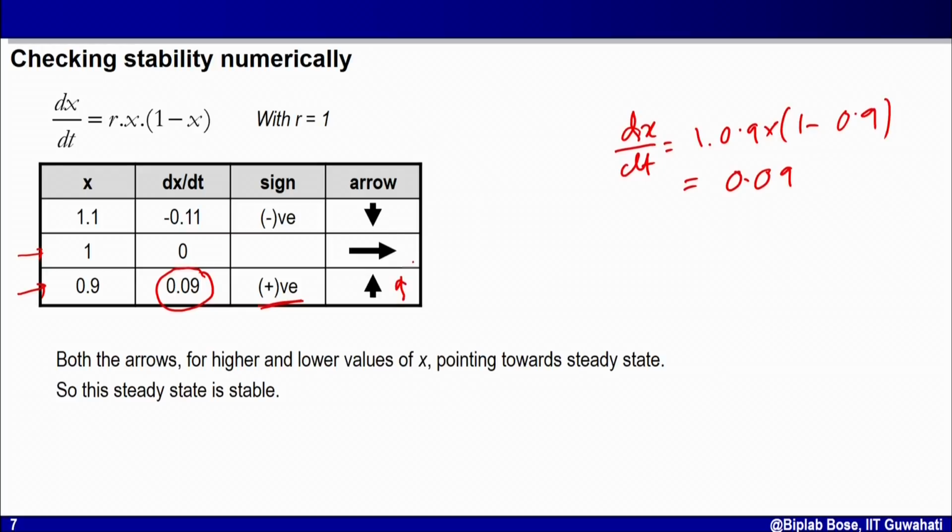So what we have? I have a horizontal arrow for the steady state. One arrow, for the slightly lower value of x, is pointing towards this one. And I have another arrow pointing downwards to this one. So in this case, both these arrows, for higher and lower values of x, are pointing towards the steady state. That means this steady state is a stable steady state.